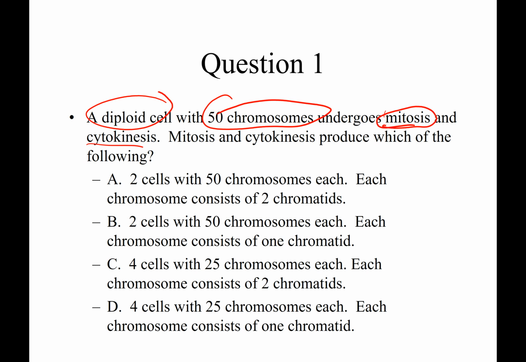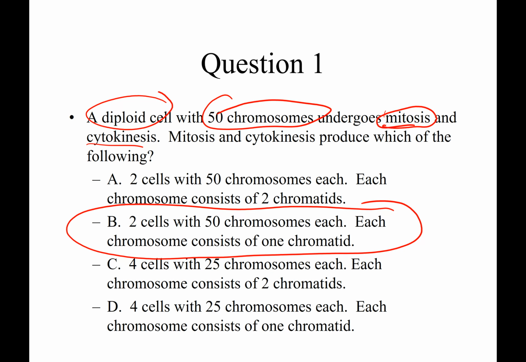Remember also that mitosis is cloning. So the cells that you start with should be exactly like the 2 cells that you end up with. So we're going to get 50 in each of the daughter cells. And remember that whether we're talking meiosis or mitosis, if it happens correctly, each chromosome should be made of only 1 chromatid. So the correct answer here that we're looking for is B.